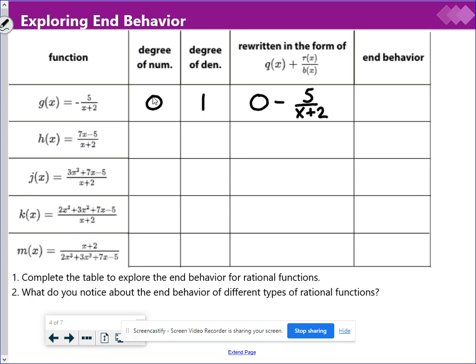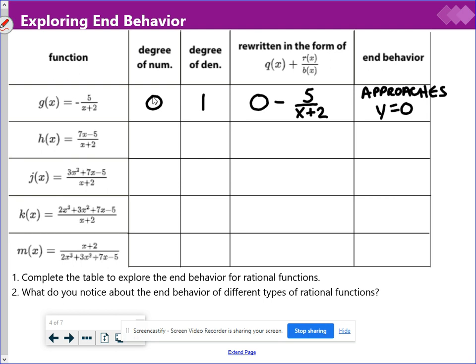What we would have talked about already is that if I have a bigger degree in the denominator, the end behavior is that the graph will be approaching y equals 0. Okay, that's a horizontal asymptote. When y equals 0, that means that graph is kind of leveling out along the x-axis.